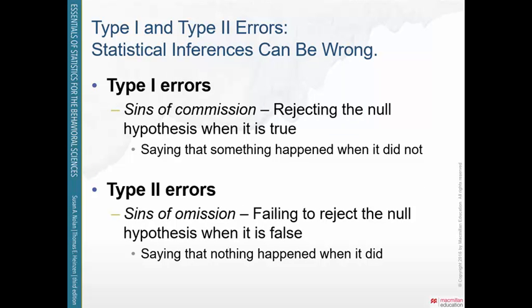Okay. And that's where we are again here, repeating what I just said. A type 1 error, your book talks about it as sins of commission, where you're rejecting the null when it's true, you're saying something happened when it didn't. You're saying your independent variable is effective when in fact it isn't. Type 2 errors, sins of omission, failing to reject the null when it's false, saying that nothing happened when it did, or saying the independent variable has no effect when in fact it does.